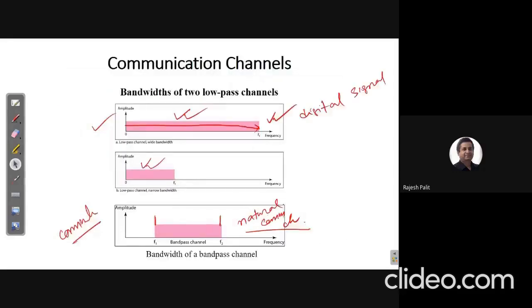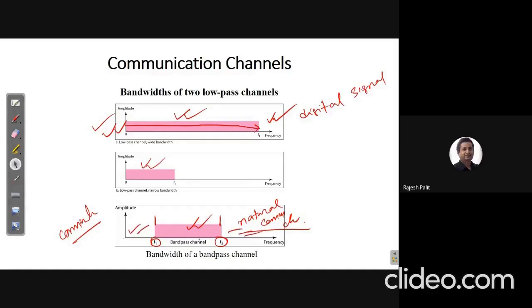But most of the communication channels, as we have written a couple of minutes ago, are like this. That means it does not support from 0. It supports from a certain frequency to a certain frequency, which is called a band pass channel. So if you want to transmit a signal like this using a band pass channel, you cannot do that. It will lose some part of the signal.